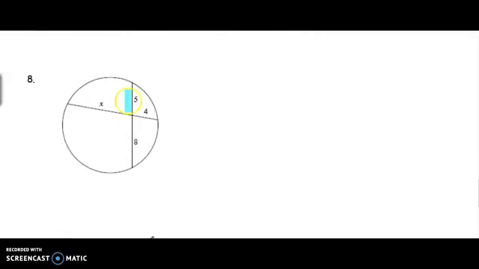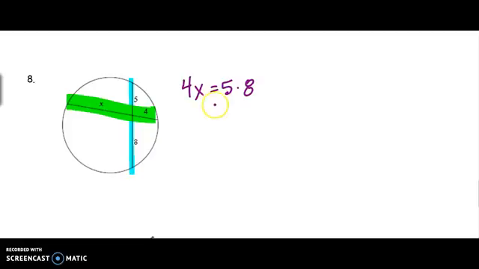Here we have chords, so remember we have two chords we have to look at. And we multiply the two numbers that are on that chord, so 4 times x and 5 times 8, which is the blue chord. 5 times 8 is 40, and when we divide by 4, x is 10.